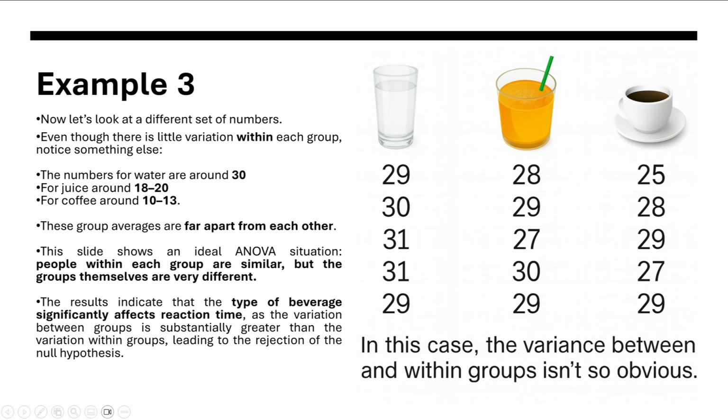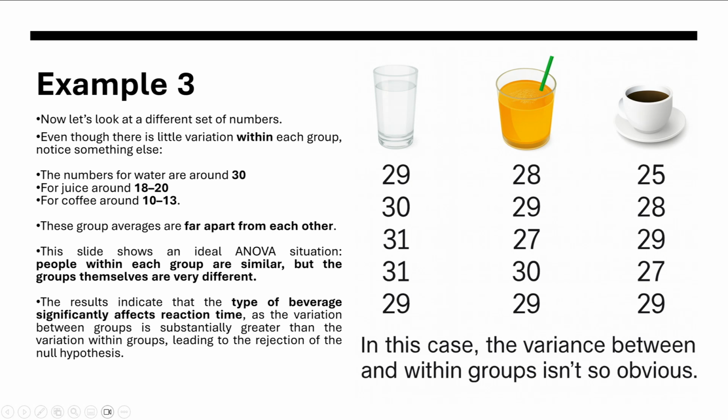Now let's compare the groups to each other. The reaction times for water are centered around 30. Juice are centered around 28.29. Coffee are centered around 26.29. The differences between these group averages are not extremely large, but they are systematic. This is why the slide says, in this case, the variance between and within groups isn't so obvious.